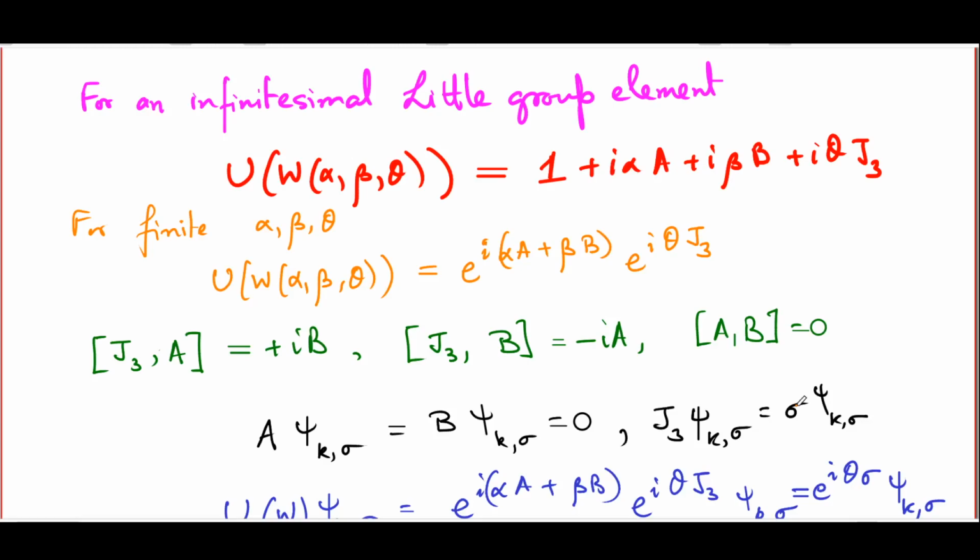Now, we had also worked out the commutators of these elements, and we have seen the J3 commutator with A is iB, J3 commutator with B is minus iA, and A and B commute. Since W of alpha, beta, theta for finite parameters is equal to S of alpha, beta times R of theta, U of W of alpha, beta, theta will be U of S of alpha, beta times U of R of theta. Since A and B commute, you can easily show that U of S of alpha, beta is e to the i times alpha A plus beta B, and you have to multiply that, of course, by e to the i theta J3.